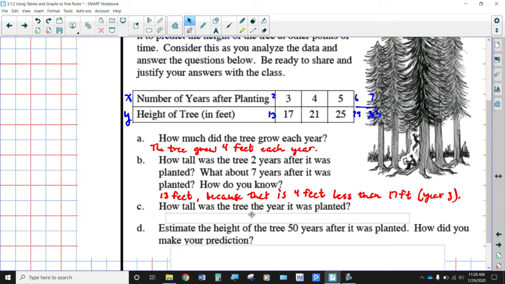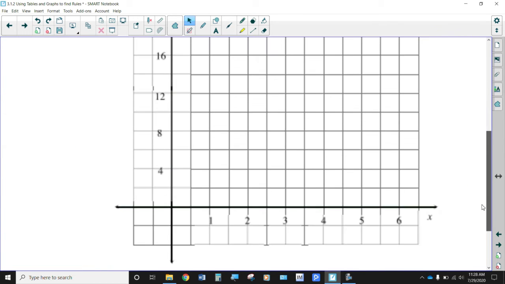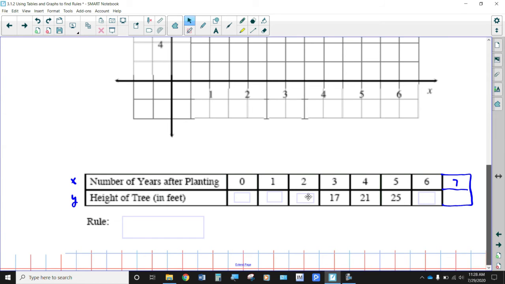So how tall was the tree the year that it was planted? Let's go ahead and go to that table right now, and let's just go ahead and fill those numbers in. So we've just filled in that the 2 was 13, and what did we say? The 6 was 29, and the 7 must have been 33. So working in reverse, what's 4 less than 13? That would be 9. And what is 4 less than 9? That would be 5. So this right here represents the year it was planted. Year 0, the year that it was planted in the forest. Okay?